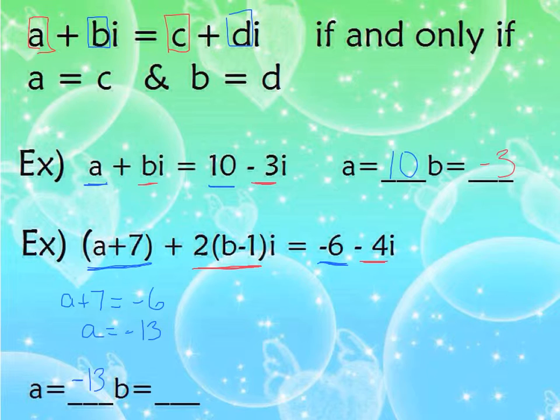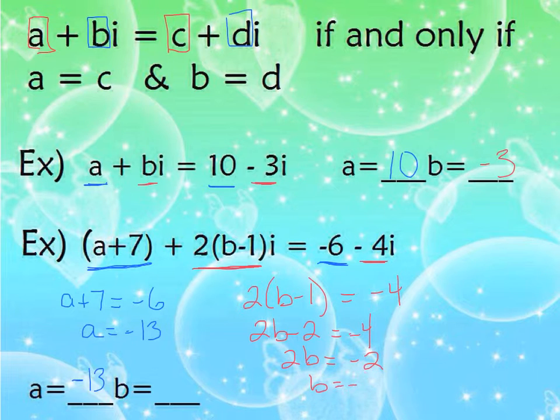When I'm working on the b, I have 2b minus 1 must be equal to -4. So let's distribute, and then add the 2, and divide by 2, so my b would have to be -1 for these two complex numbers to be equal to each other. So you just have to pick out the real part, set it equal to the real part. Pick out the imaginary part, set it equal to the imaginary part. Remember, I didn't really even involve the i in this. You can just leave the i out of it. You're really looking at that coefficient on the i.